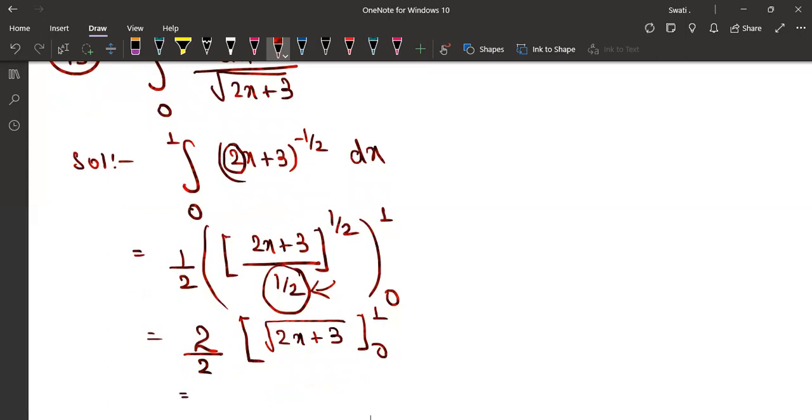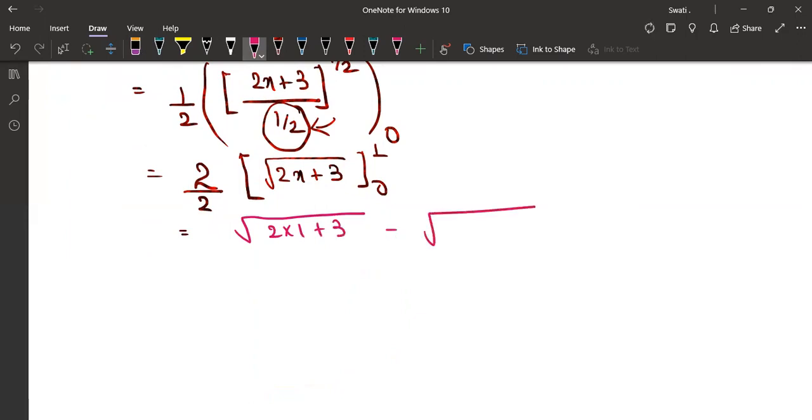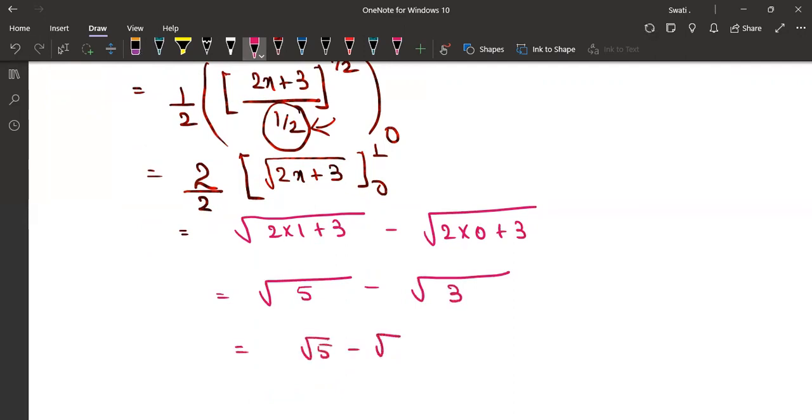So now if I put the value of the limit, it will simply become root over the value of the upper limit, that is 2 into 1 plus 3, minus the value of the lower limit, that is 2 into 0 plus 3. So this is 2 into 1, 2, 2 plus 3 is 5, minus 2 into 0 is 0, 0 plus 3, so it is root 3. So what is the answer? The final answer we are getting is root 5 minus root 3.